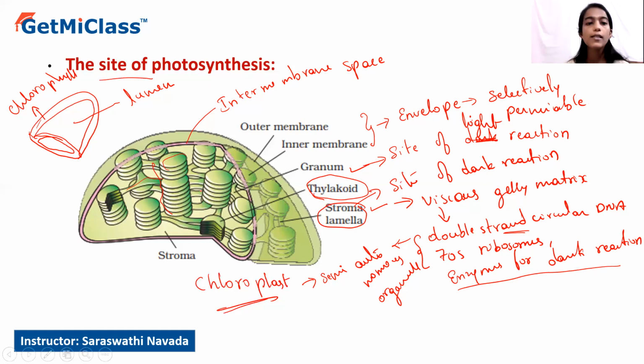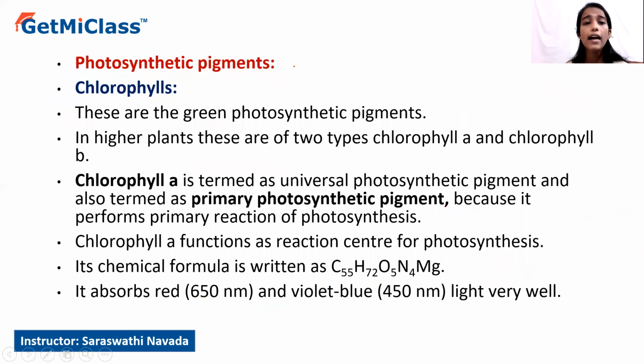So next is regarding the photosynthetic pigments. We know that photosynthetic pigments are present in chloroplast. Which are those photosynthetic pigments? What is the role played by these pigments? We'll see one by one. So first important photosynthetic pigment is chlorophyll. In green plants, chlorophyll is of only two types, that is chlorophyll A and B.